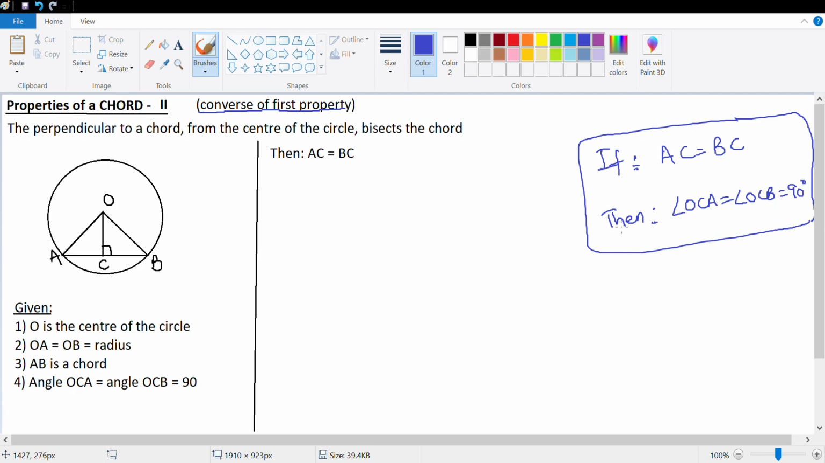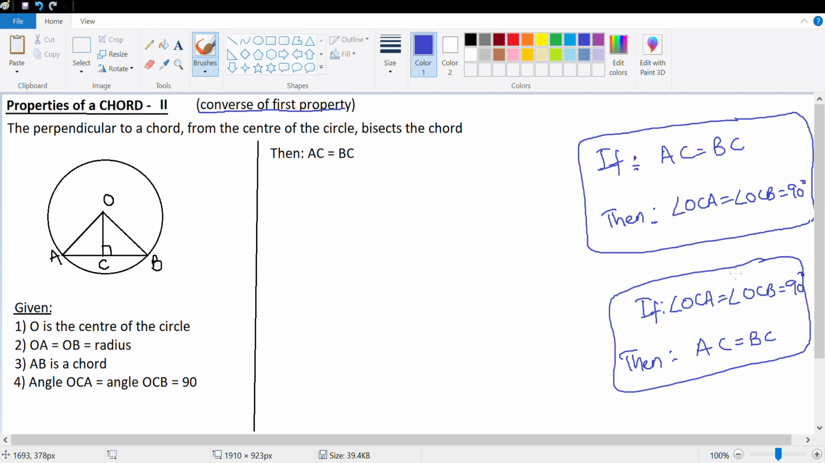Now in this case, since it's the reverse, what we'll get is if angle OCA is equal to angle OCB is equal to 90 degree, this will be given. What we'll have to get is then AC is equal to BC. So this is exactly the converse of it. In this case, both of these get changed. What is given becomes what we get, and what we get is what is given. Good. Well, the proof of this is not in your syllabus, so I will not spend time on it.